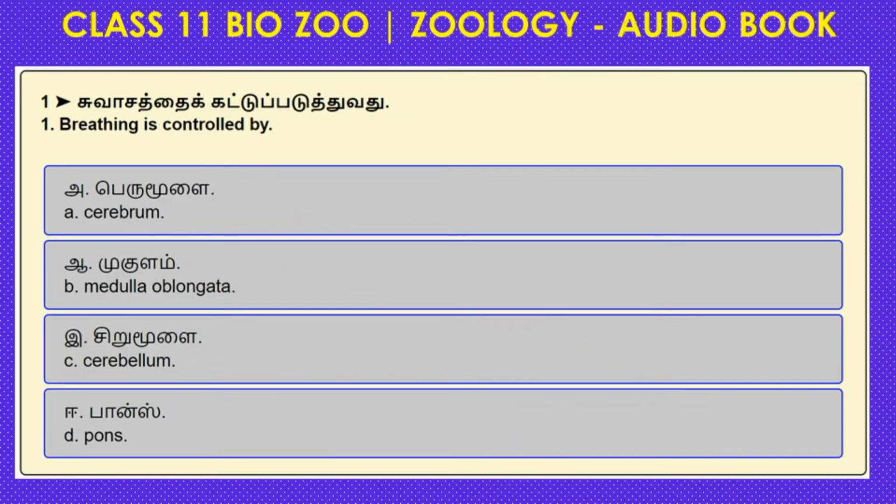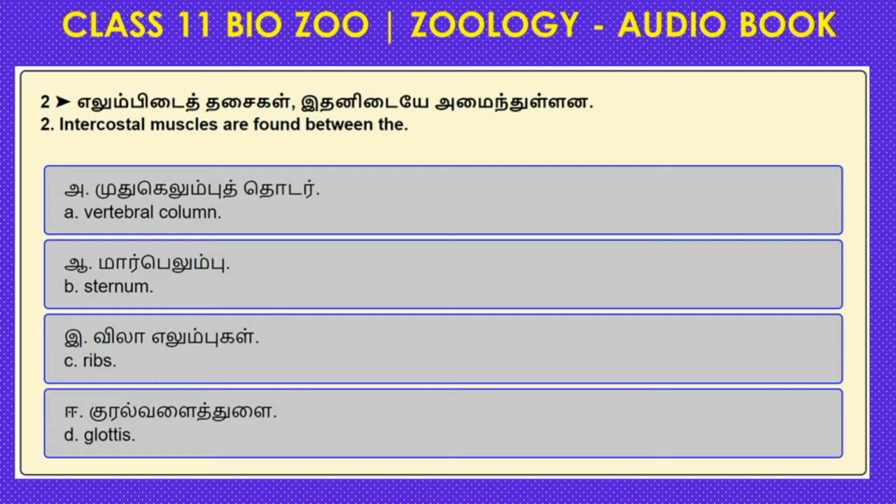Question number 1. Breathing is controlled by A. Cerebrum, B. Medulla oblongata, C. Cerebellum, D. Pons. Answer to this question number 1 is option B. Medulla oblongata. Question number 2. Intercostal muscles are found between the A. Vertebral column, B. Sternum, C. Ribs, D. Glottis. Answer to this question number 2 is option C.